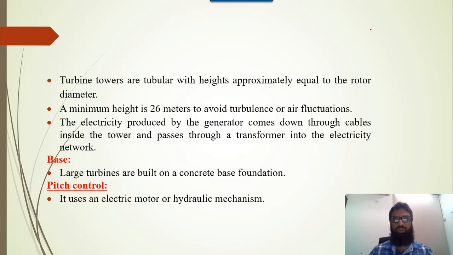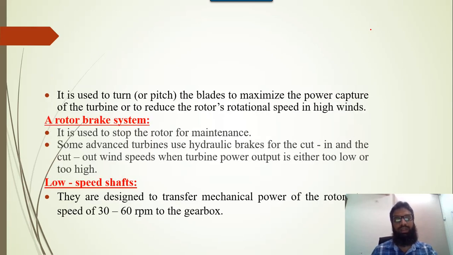The electricity produced by the generator comes down through cables inside the tower and passes through the transformer into the electricity network. Finally, the base. Large turbines are built on a concrete base for the foundation. And then the pitch control, which uses an electric motor or a hydraulic mechanism.